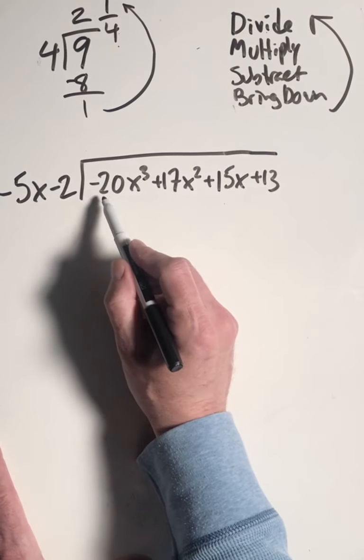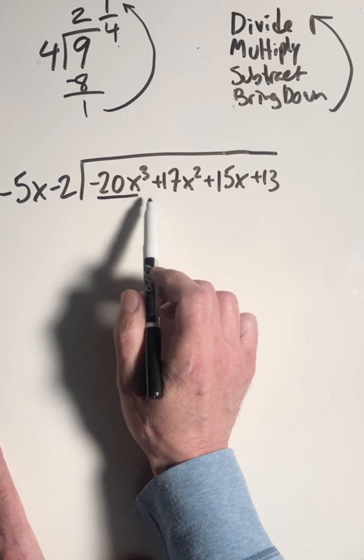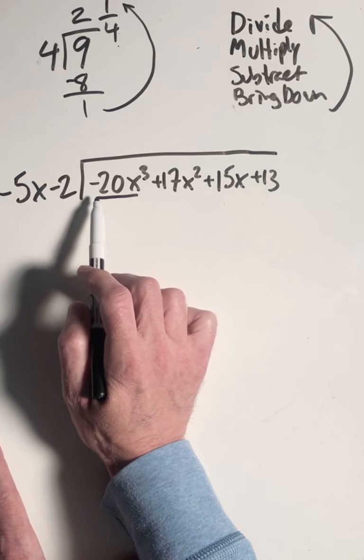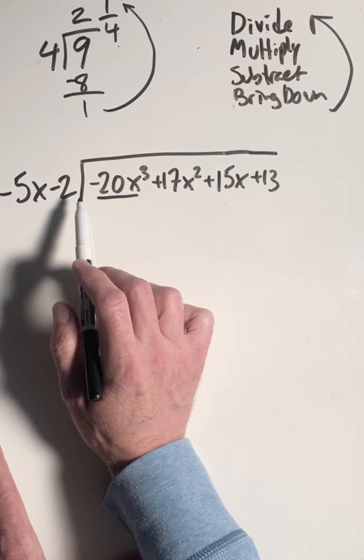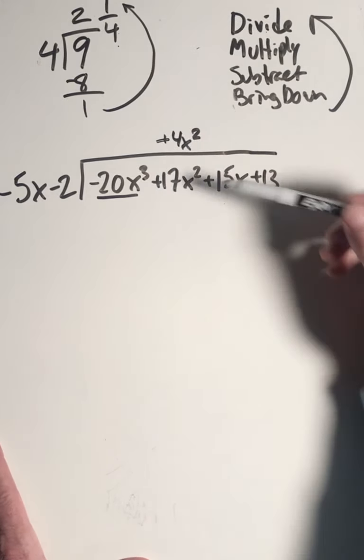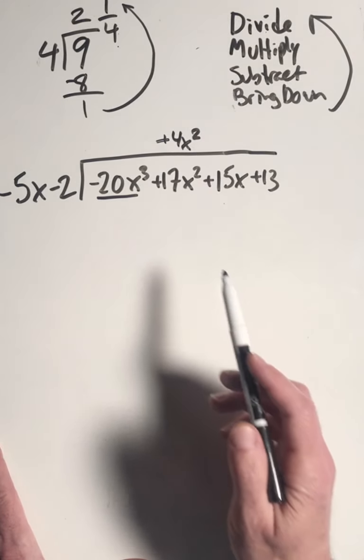The first thing we're going to do is divide the first term by the first term. So negative 20x to the third divided by negative 5x. Well, negative 5 goes into negative 20 positive 4 times, and x goes into x to the third x squared times. So this would be positive 4x squared. And again, I need to write the x squared term above the x squared term to stay organized.